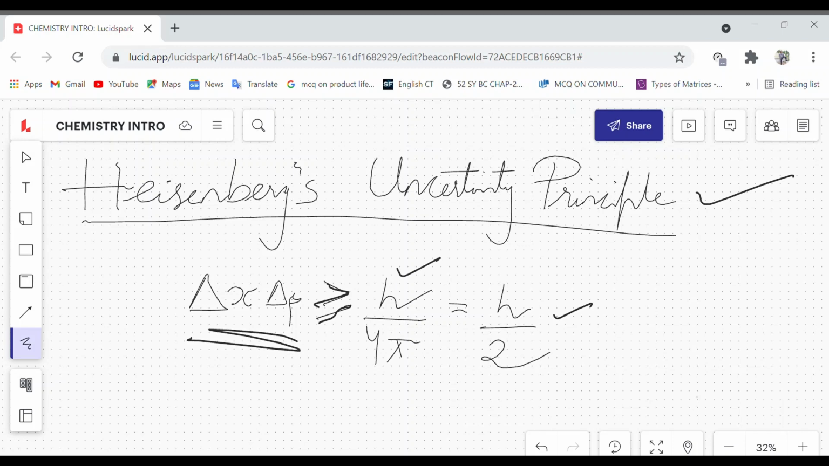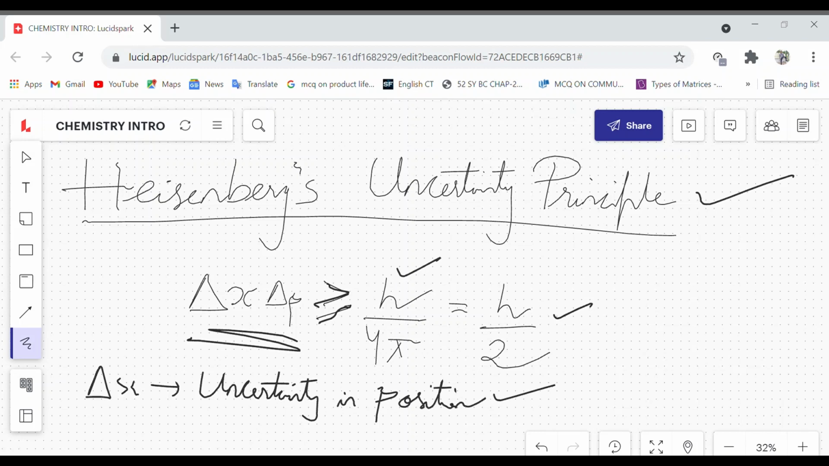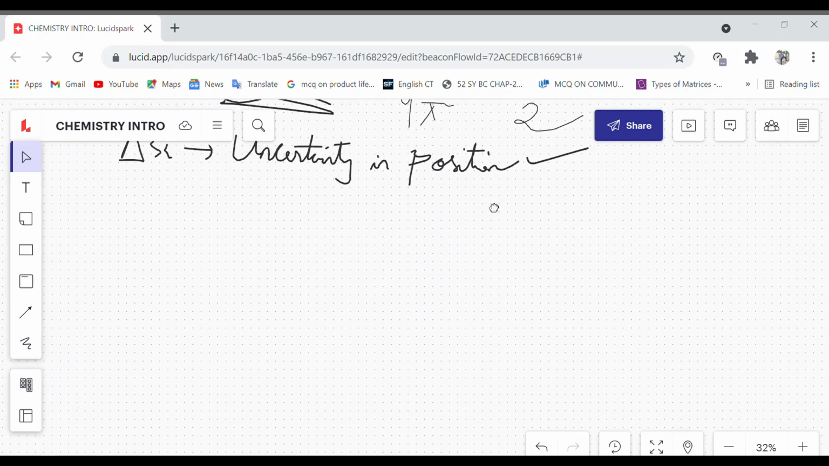So what is del x? Del x is uncertainty in position. We have to remember that Heisenberg's uncertainty principle is del x del p is greater than equal to h by 4 pi, which is equal to h by 2. Let's tell one important point.